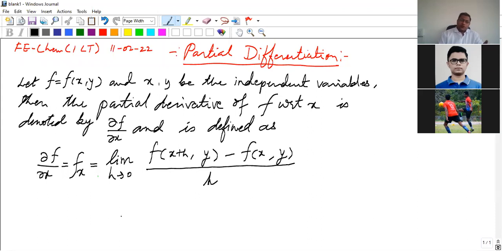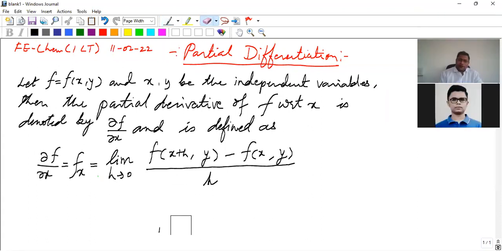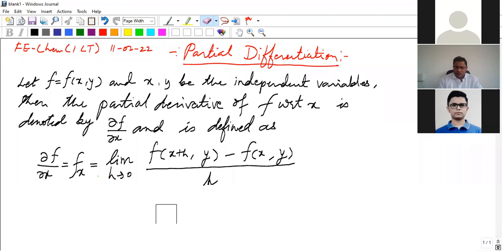So we have to be careful: f(x) and fx are not equal. The notation f(x) says that f is a function of x, and the notation fx says that whatever function f we have, whatever variables we have, this is the partial derivative of f with respect to x. That's why we have to be careful. Yes, Jayesh, in fx the x is a subscript.